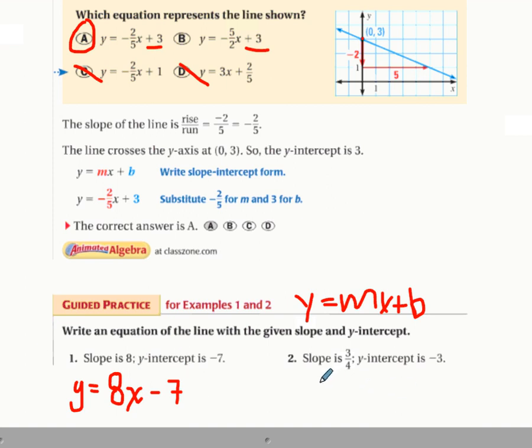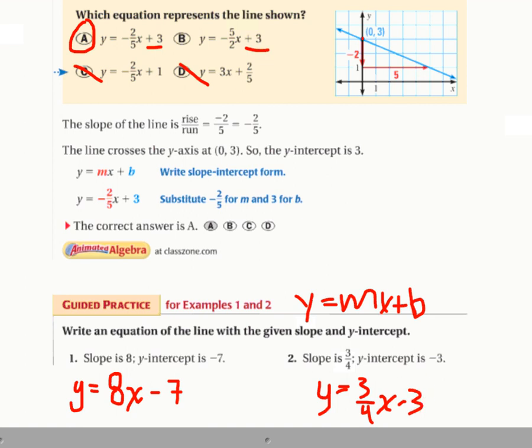Okay, same thing with this one. I've got y equals, my slope is 3/4, so I'm going to do 3/4 x. Again, my y-intercept is -3, so I'm going to just do -3. Make it easier on myself.